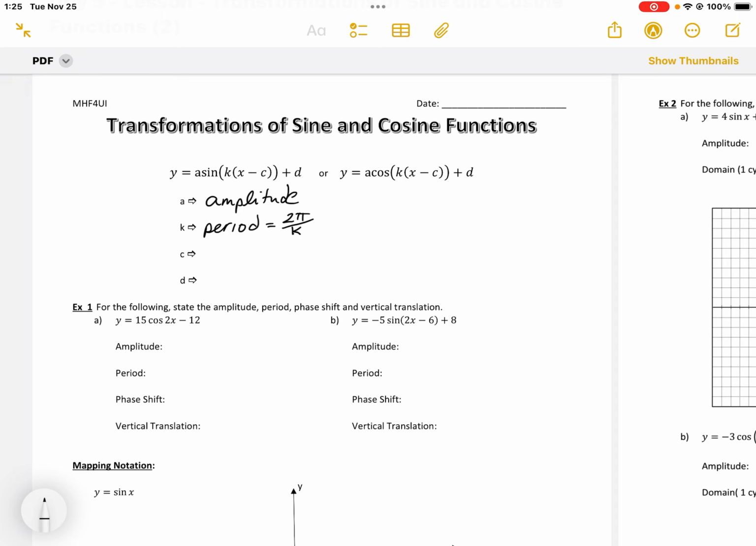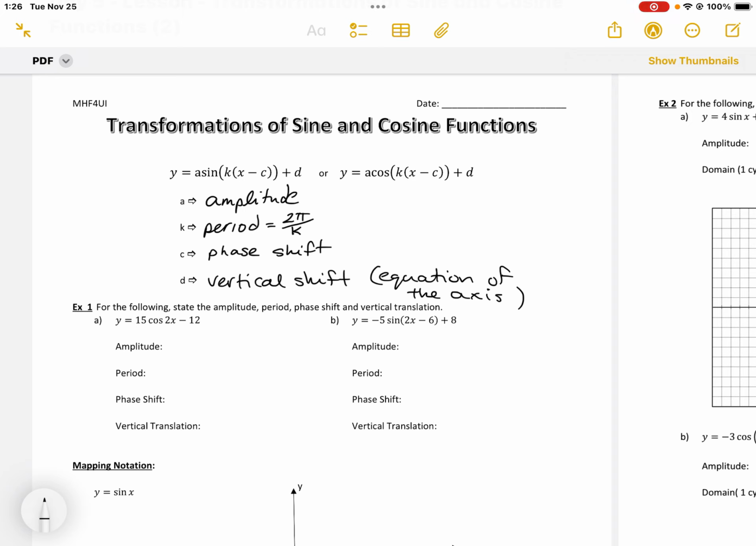Our C value is our phase shift, which is the same as the horizontal shift. And the D value is the vertical shift, which we can also call the equation of the axis, sort of the middle value of the graph.